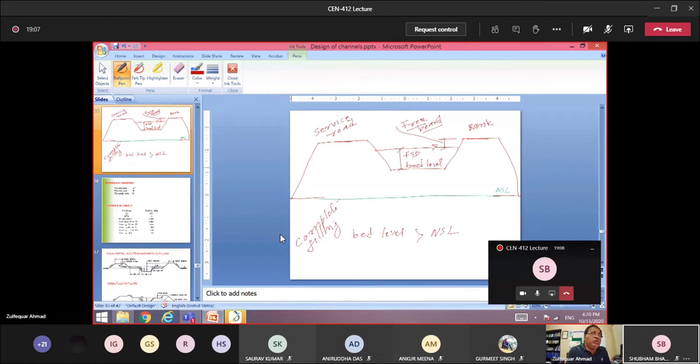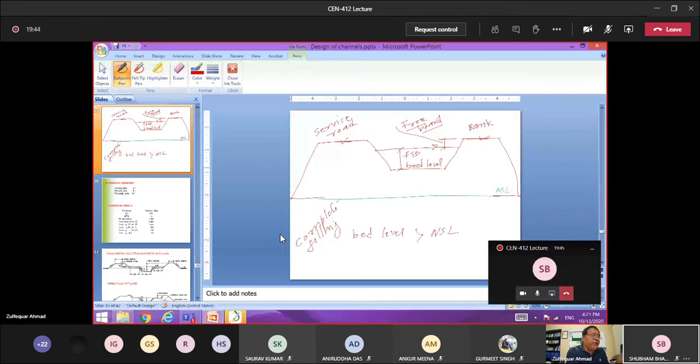So this freeboard is the difference between the lowest level of either of these two banks, this bank and this bank, minus the full supply level. So you have to note down here, if let us say this road level is on the higher side, then we have to take the lowest level. The reason behind this is obvious, because we can't board beyond the lowest level of either of the banks, because in that case there will be overflow. So this is the freeboard.